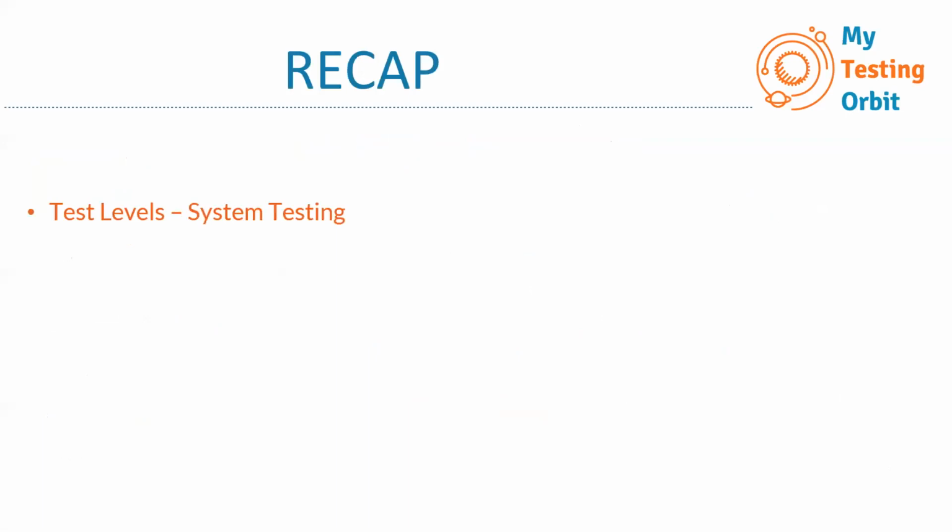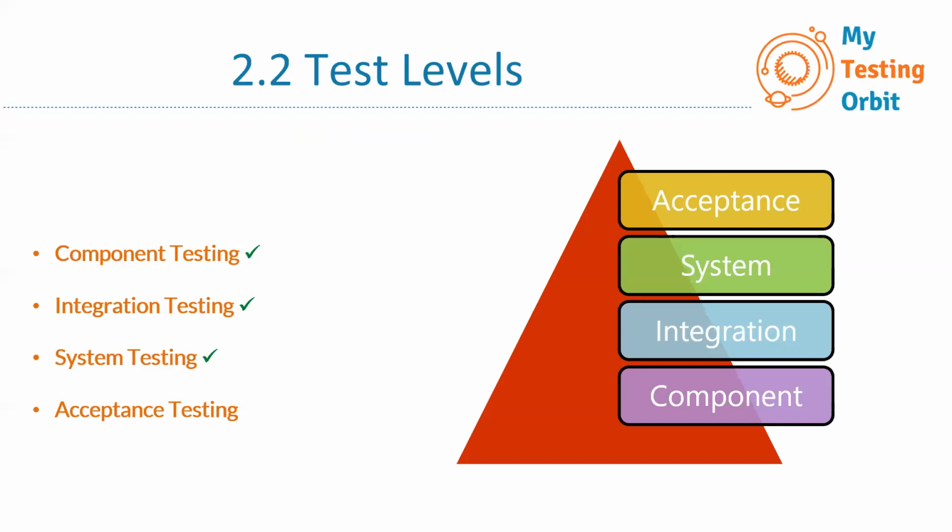Let's first of all go through what we did last week. Last week we continued test levels and we covered system testing. Now, if we go through all the test levels, we have covered so far component, integration, and system testing. And today we will cover the last section of test levels, which is acceptance testing.